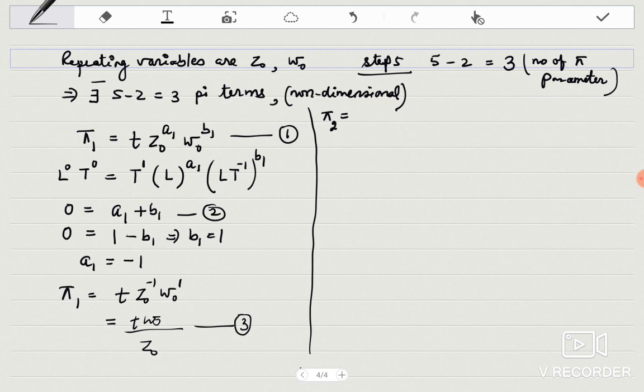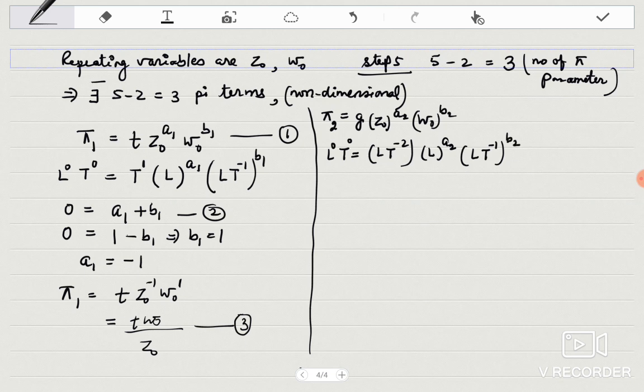I am finding this pi 2 corresponding to g. So it will be g, then again z naught raised to the power a2, w naught raised to the power b2. Again this is L raised to the power 0, T raised to the power 0. Dimensions of g are L T minus 2. Z naught means L, L raised to the power a2, w naught L T minus 1 raised to the power b2.